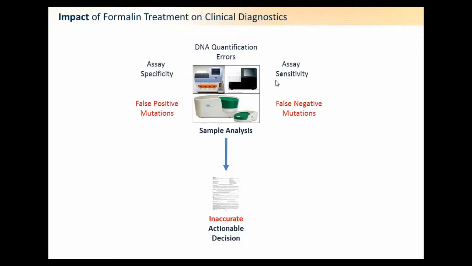you'll be testing your assay sensitivity and your assay specificity, because if you don't put enough DNA in because you've over-quantified, then you're going to be really pushing the limit of detection of your assay. And this can potentially lead to either the occurrence of false positive mutations from the analytical side of your assay, or false negative mutations, and ultimately lead to an inaccurate decision.